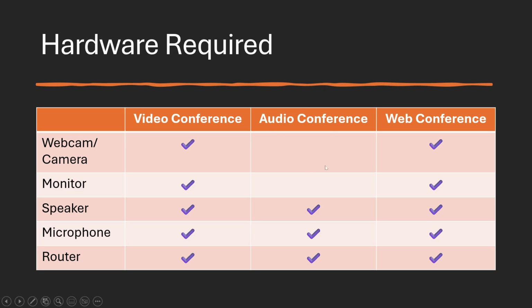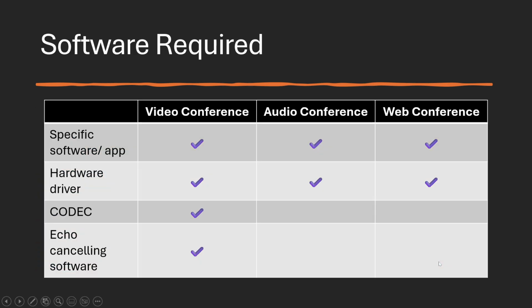For audio, it doesn't need to see people's faces. You don't need to show your face, so no need for a webcam and monitor. Only speaker, microphone, and router. While for web conference, you need a webcam, but not for the participants, only for the host. For participants, we don't need to show our face. We just see whatever is presented to us. That's why we need a monitor, speaker, microphone, and router.